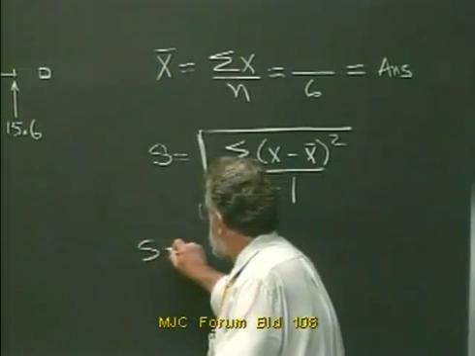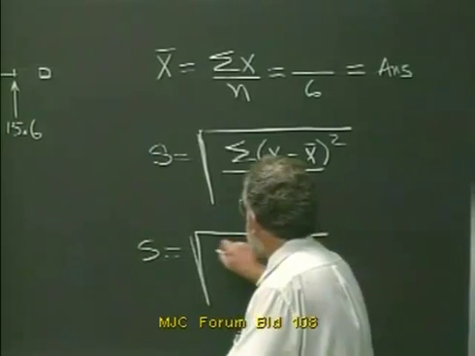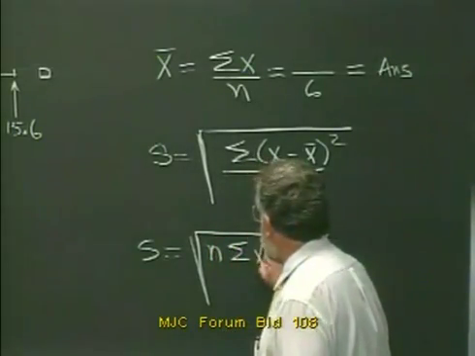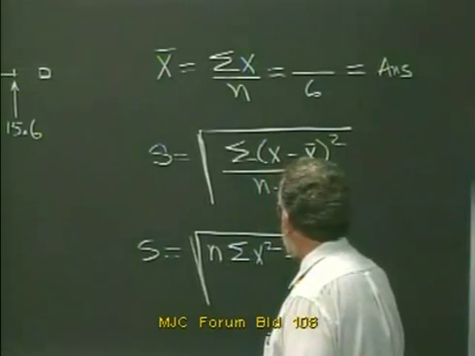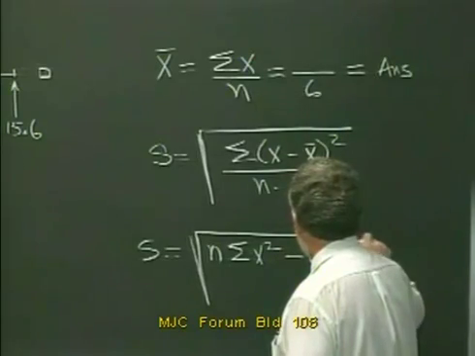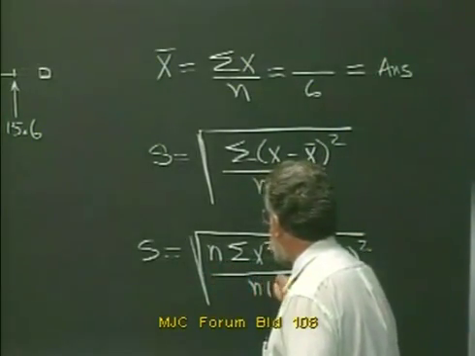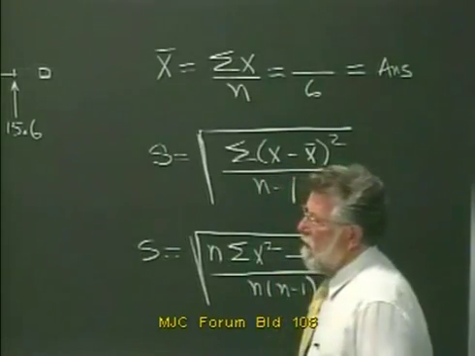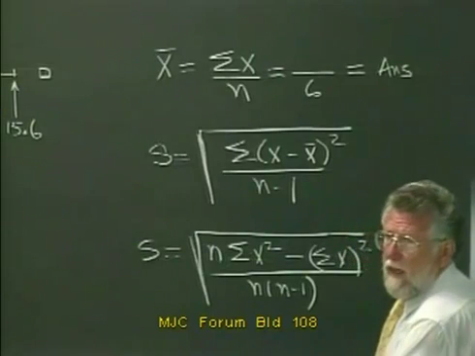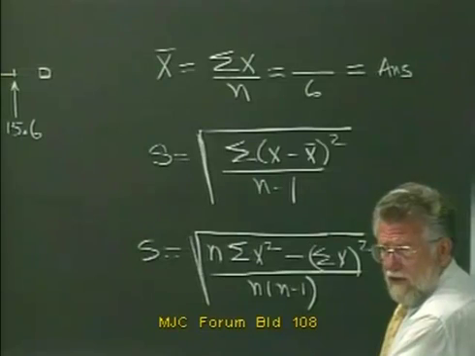And the alternative is the computational format, in which I take again the square root. But the quantity in here is n times the summation of the x squareds. Then subtract off the summation of x, which you have up here. You square that value before you subtract. And in this case, you have n times n minus 1, which is going to be a 6 times a 5. And there, you can just go ahead and take your values from the calculator using the summations.